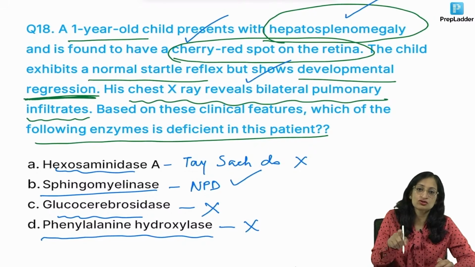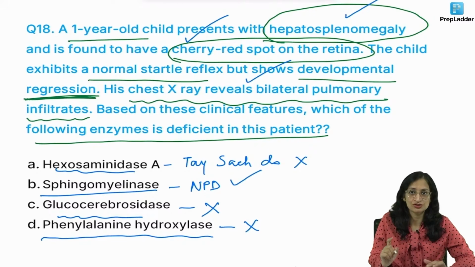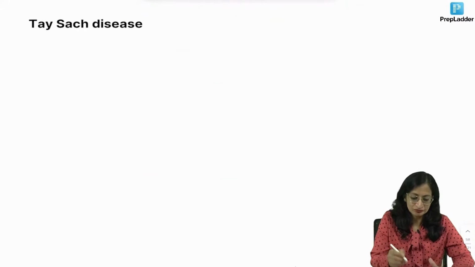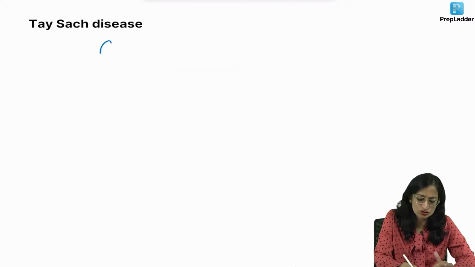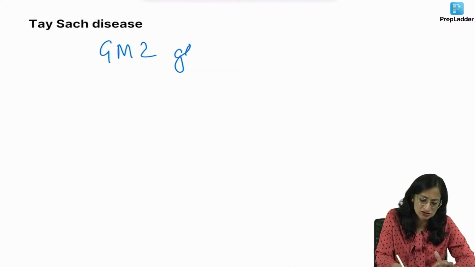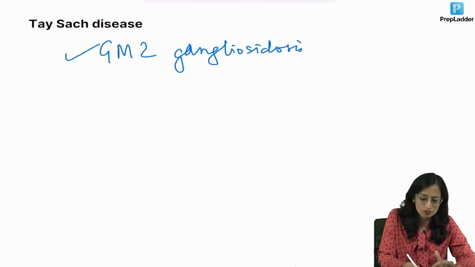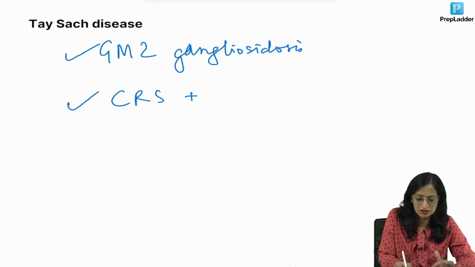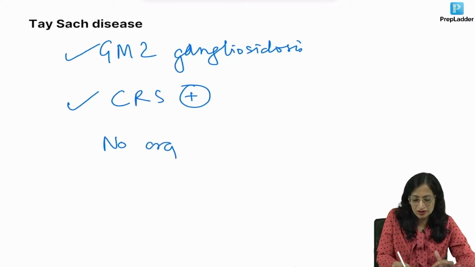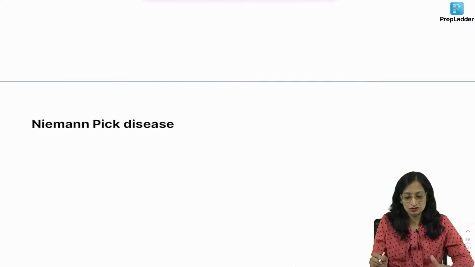Tay-Sachs disease is also called what? GM2 gangliosidosis. Don't confuse on that. Okay. So Tay-Sachs disease we said is also known as GM2 gangliosidosis. Okay, and there is no organomegaly. Cherry red spot is present. Cherry red spot is present, but no organomegaly. Okay. You can get exaggerated startle though.